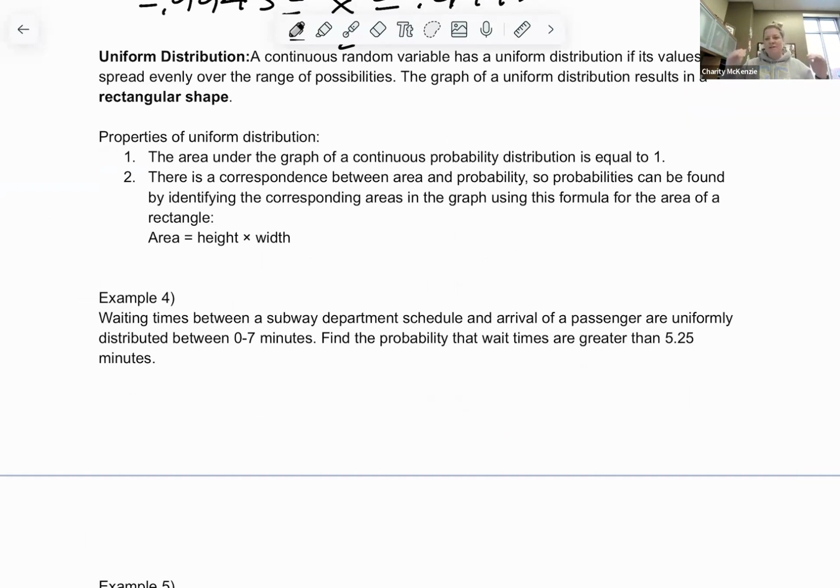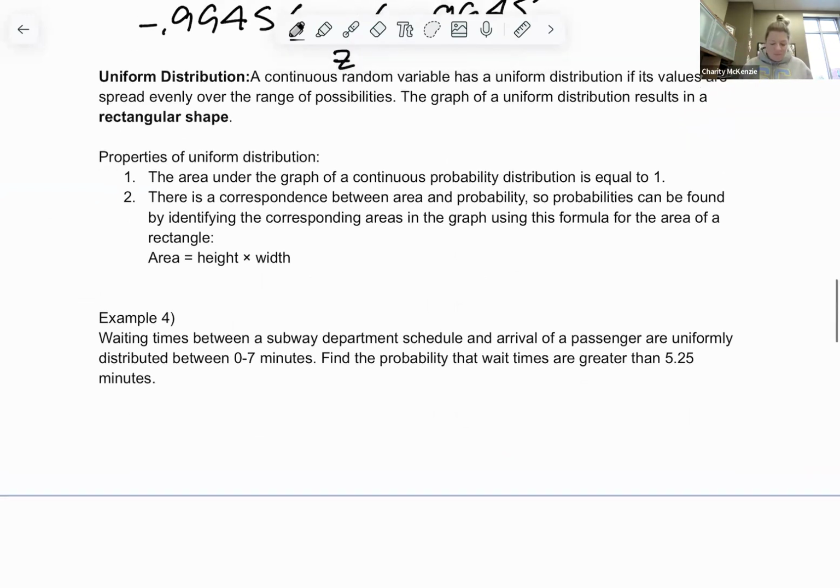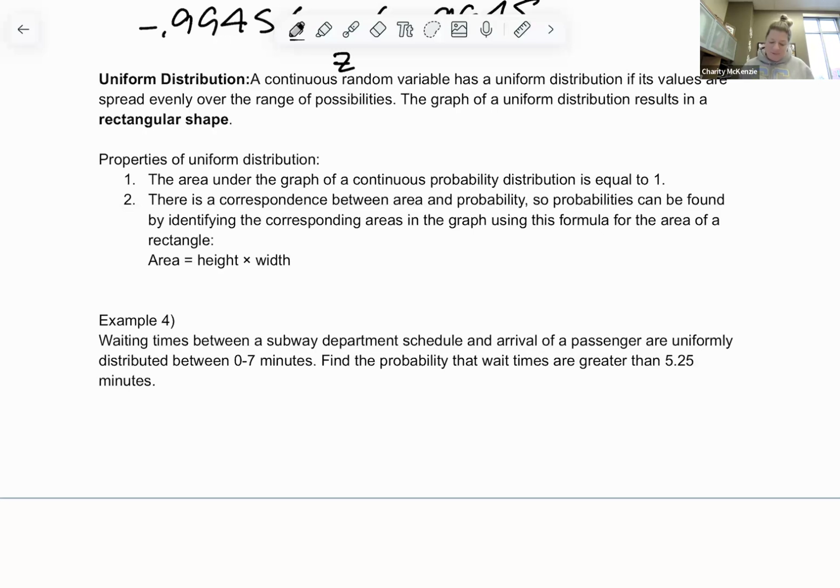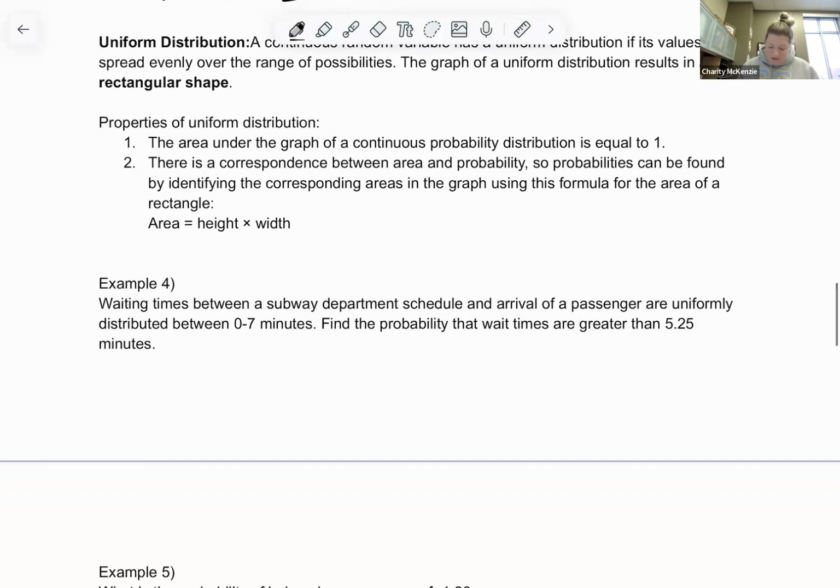We've looked at this. It means like our histogram, basically they were all flat and equal. So in a uniform distribution, the results are a rectangle shape, so it's all flat and rectangular. And let's look at how we can find this. If we have wait times between a subway department schedule and arrival of passengers that are uniformly distributed between 0 and 7 minutes, find the probability the wait times are greater than 5.25. So we're trying to find the times that are greater than 5.25.